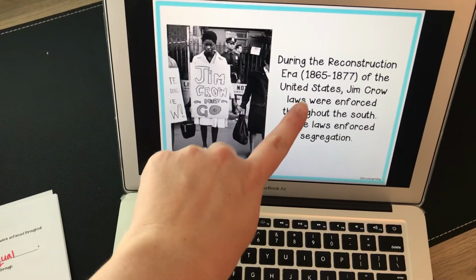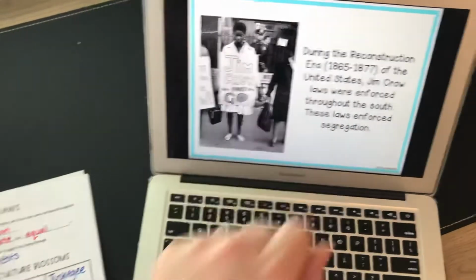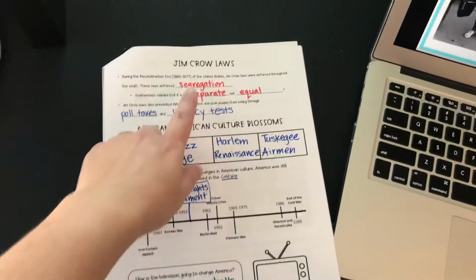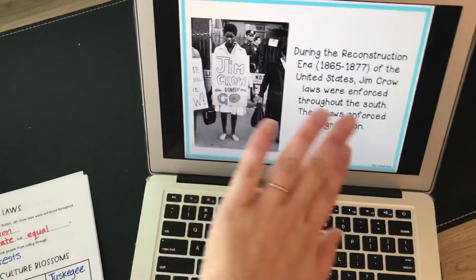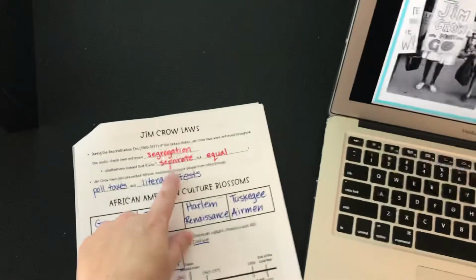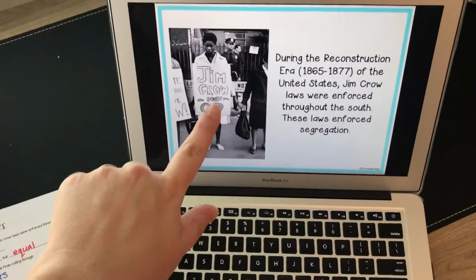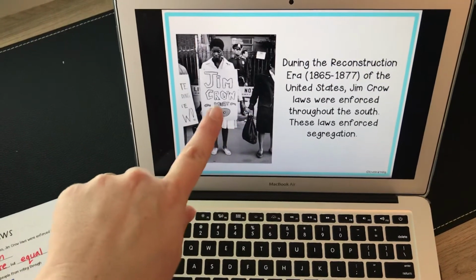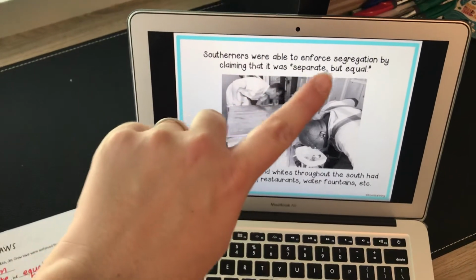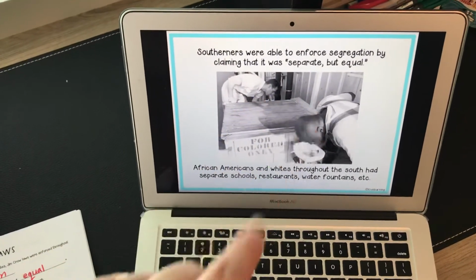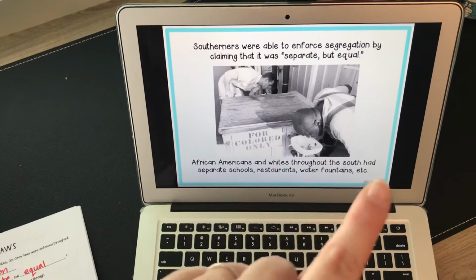So I'm going to go through it, not every slide, but starting back to the Reconstruction era after the Civil War. There were laws called Jim Crow laws that were enforced throughout the South, enforced segregation. So we had to define segregation for us. Segregation means to separate 2 groups so that they said they would be separate but equal, but we know that that's not true. So there's a lady protesting, holding hands with the people next to her saying, "Jim Crow must go." Okay, so Southerners were able to enforce segregation, claiming it was separate but equal. African Americans and whites throughout the South had separate schools, restaurants, water fountains, and the like.